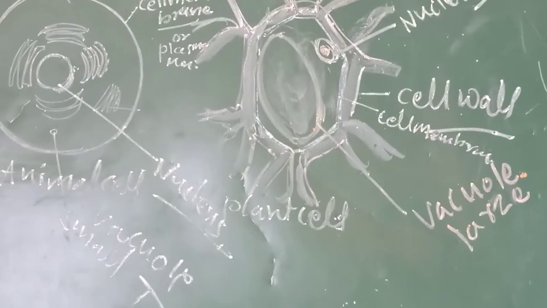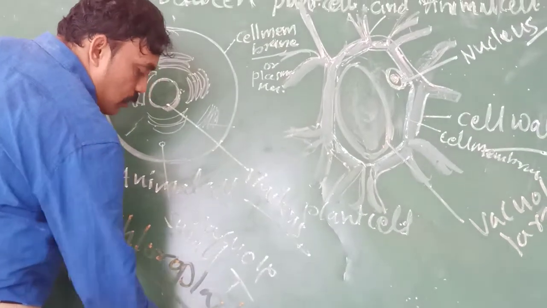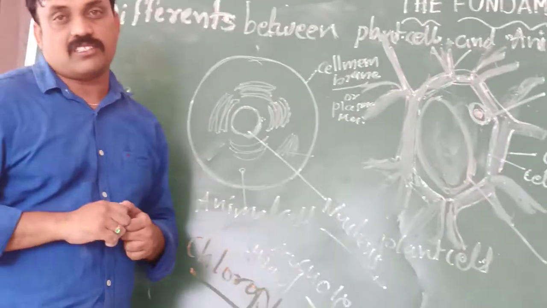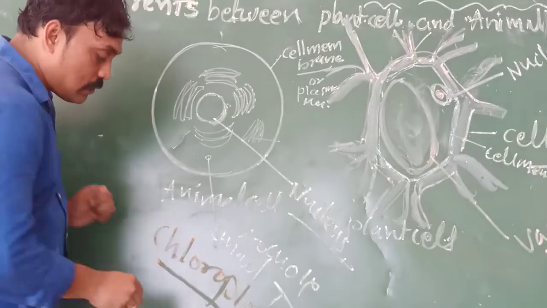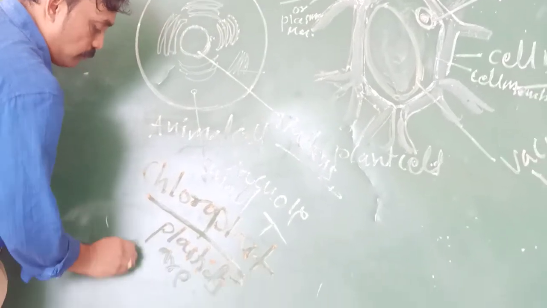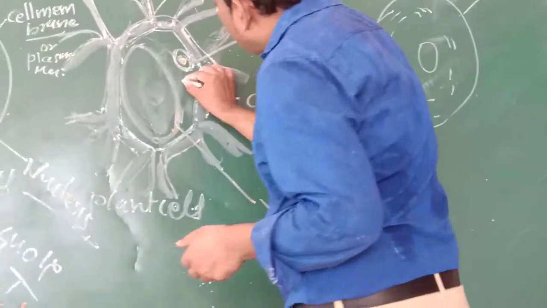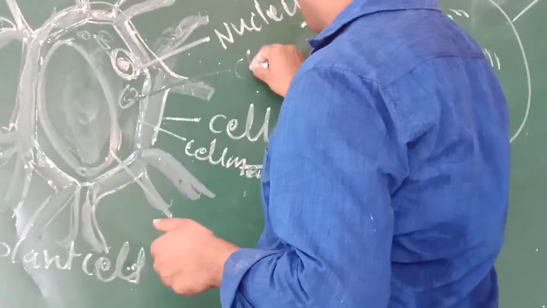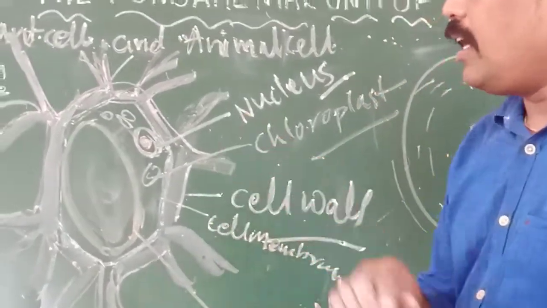In animal cell, chloroplast is absent. You already know what chloroplast is. Chloroplast is the cause of green color. Chlorophyll is present so that photosynthesis occurs. In animal cell, photosynthesis does not occur. Why? Because chloroplast is absent. Plastids are absent. In plant cell, plastids are present, many plastids. Chloroplasts are present in plant cell. That is one more difference between animal cell and plant cell.